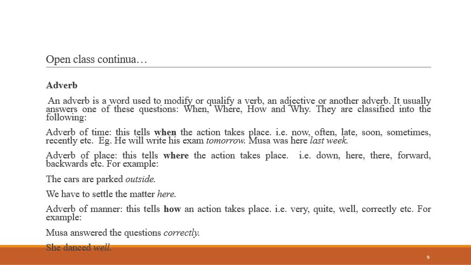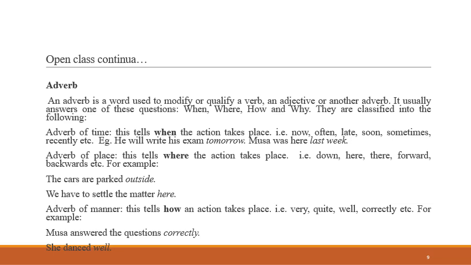Then adverb of place. This tells where an action takes place. For instance, we have down, here, there, forward, backwards. For example, the cars are parked outside. Outside indicating where, place. We have to settle the matter here. Here indicating where, place. Then lastly, we have adverb of manner, which tells how an action takes place.